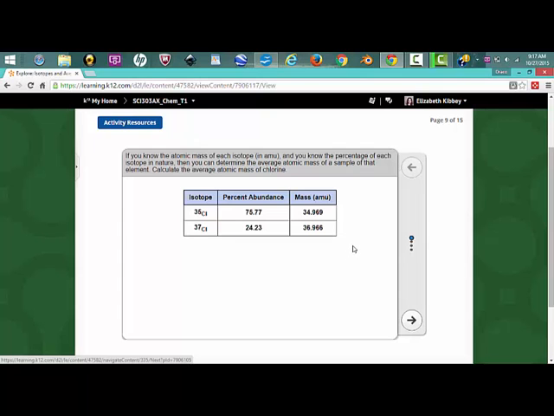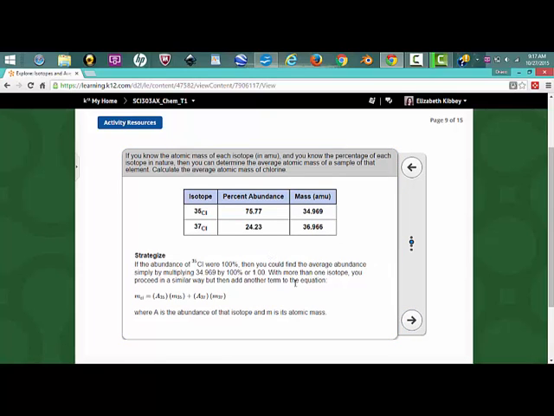So now I'm assuming they're going to show us an example. Yep. So we have two isotopes, chlorine-35 and chlorine-37. The percent abundance for 35 would be 75.77. The abundance for 37 would be 24.23. The mass, or AMU, for 35 would be 34.969. And the mass, AMU, for chlorine-37 would be 36.966.